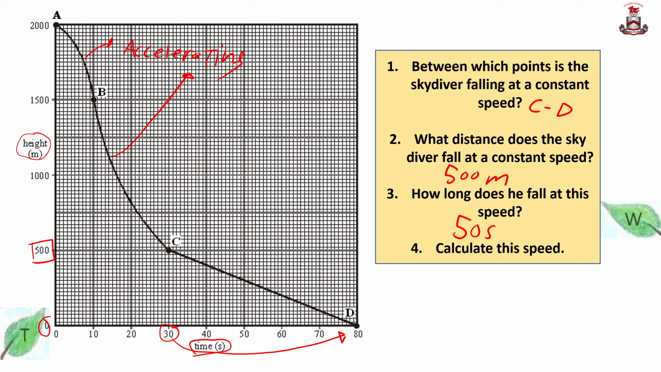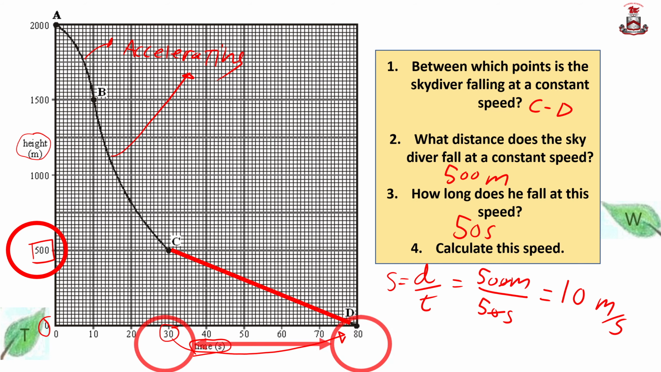Calculate this person's speed. Well, speed equals distance divided by time. We've already worked out the distance and the time. The distance this person fell was 500 meters. The time it took to fall was 50 seconds. So if you type that in your calculator, or you could just cancel it out, 50 over 5, 10 meters per second. So that is the person's speed. That is the kind of calculation you'd be asked to do. So let's just skip past this.